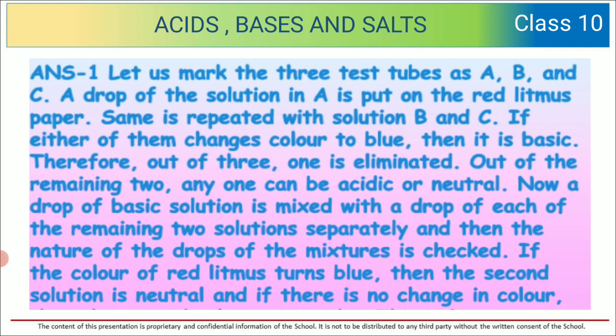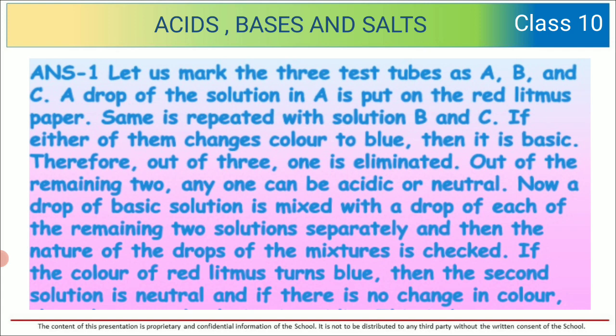If either of them changes color to blue, then it is basic, because children, we already know that red litmus paper turns blue in basic solution. Therefore, out of the 3, one is eliminated. Out of the remaining 2, any one can be acidic or neutral.